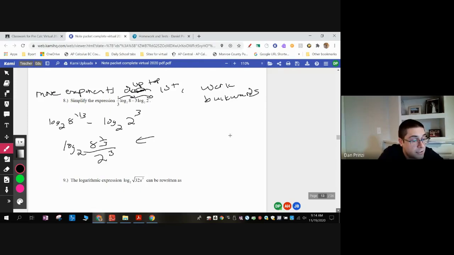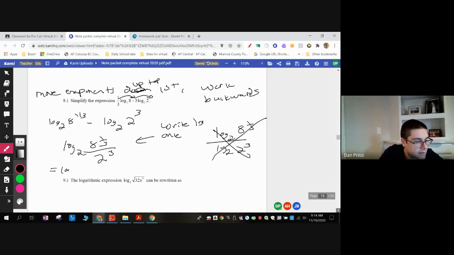Remember, you only write the word log once. Here's a common mistake kids always do. They'll write this: log base 2 of 8 to the 1/3 over log base 2 of 2 to the 3rd. This isn't change of base, okay? You don't write it with the word log twice. You only write the word log once. So you could leave it like that, or you can make it log base 2 of 2 over 8, and you can simplify it even. But I'd be happy with any of these answers.